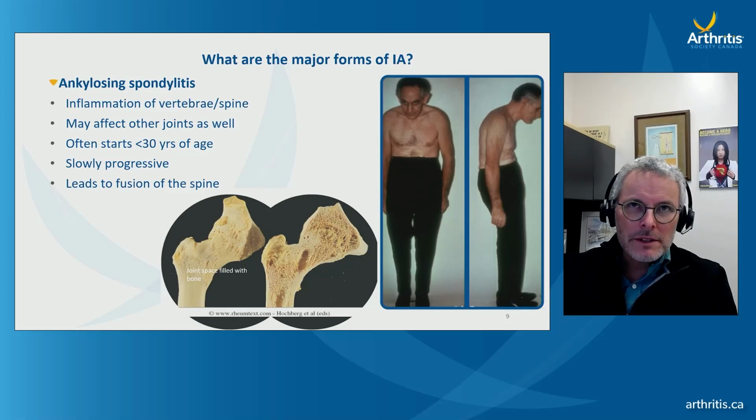There's another form that's hard to pronounce. It's called ankylosing spondylitis. And this really refers to inflammation within the vertebrae or the spine. It can affect the other joints as well, often the hips and the shoulders, but even smaller joints. And it often starts at a very young age, so in your teens or in your early 20s, and it's very slowly progressive. But the consequence of this one is that you get pain and discomfort, but you also end up with ultimately fusion of the spine.